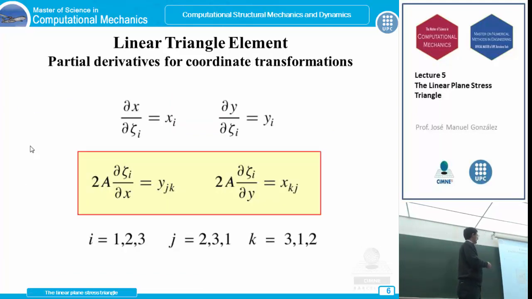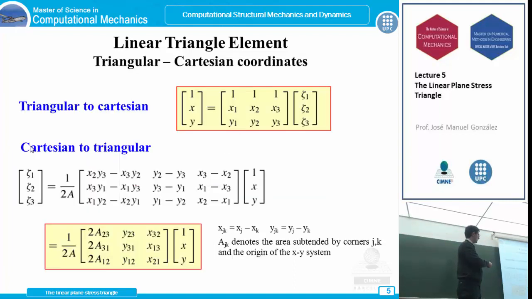And now we can calculate these partial derivatives for the coordinate transformations. We need these partial derivatives because sooner or later we want to calculate this strain displacement matrix, and we are going to see which problems we are going to find when we try to calculate these partial derivatives in Cartesian coordinates. Remember that most of the things are expressed in Cartesian coordinates, but our functions usually are expressed in these triangular coordinates. So if we remember the expression before, these partial derivatives from the Cartesian to these triangular coordinates are these ones.